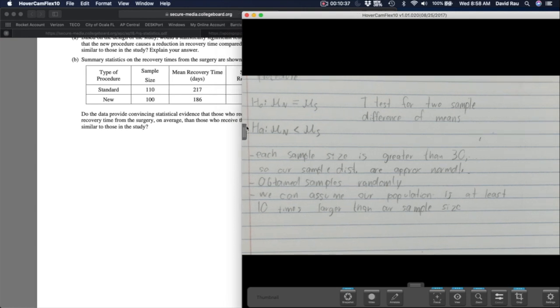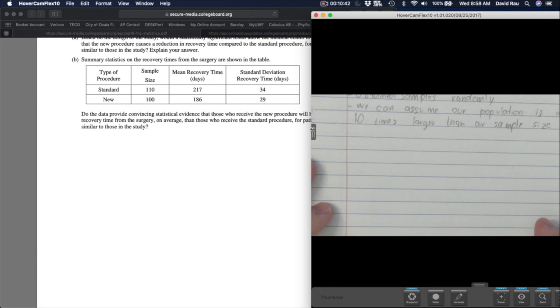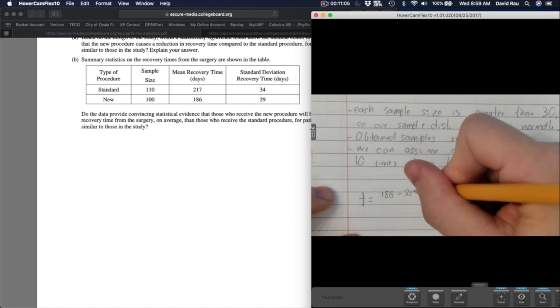Now one thing you might want to do is actually write out the test. So since we're doing a test for the mean difference and we're doing a t-test, what we're going to do is form our t-statistic, which is going to be our sample means that we got, and again, we're going to do this in the order of n minus s. So we're going to essentially move this over and solve this for 0. So the n recovery time is 186, minus the s recovery time is 217, and that's minus the expected 0.